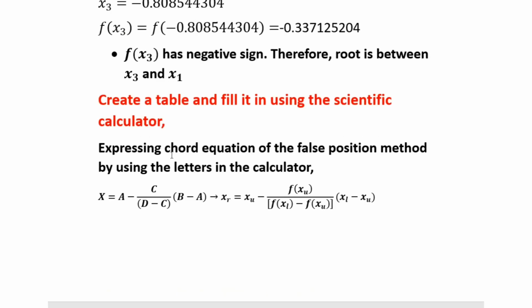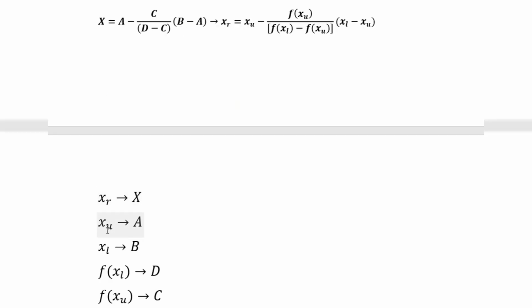Now create a table and fill it in using the scientific calculator. So, expressing the general equation of the false position method by using the letters on the calculator: XR is represented by capital X, XU by capital A, XL by capital B, FXL by capital D, and FXU by capital C. Actually, in your answer sheet you don't need to write these things, but you can write them on another paper.